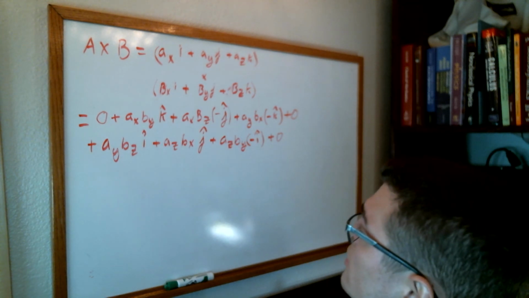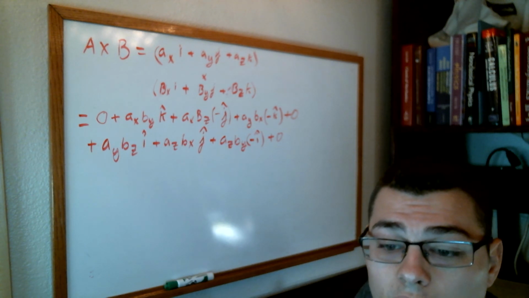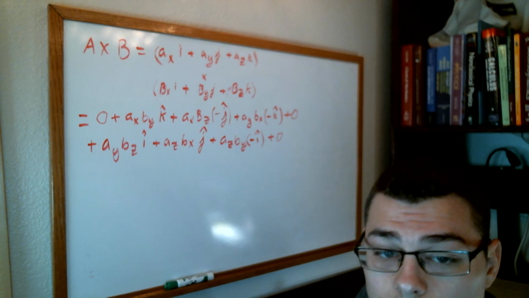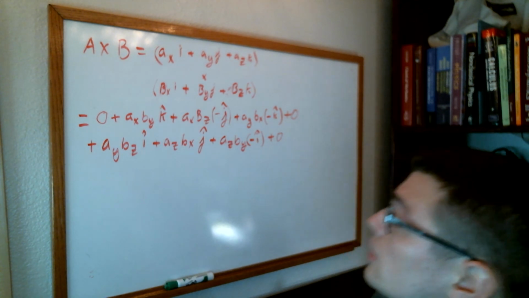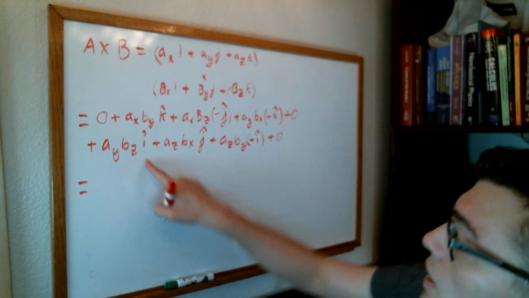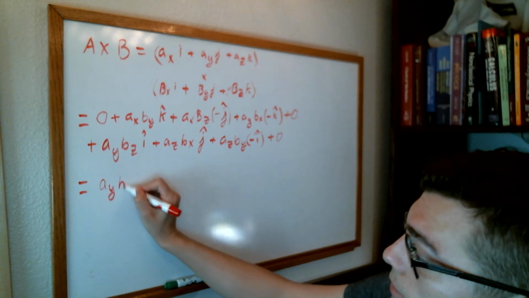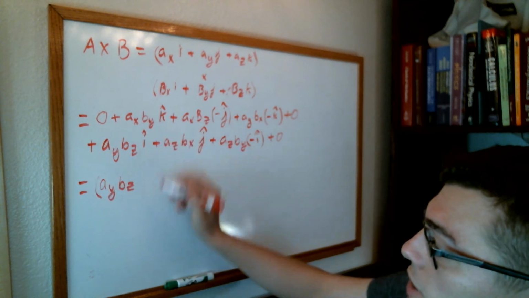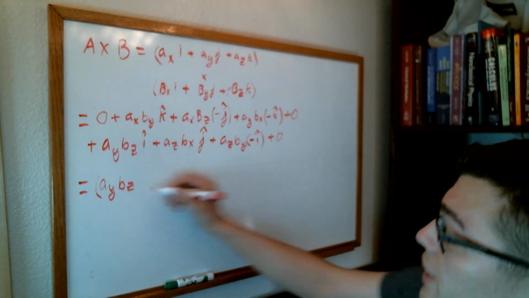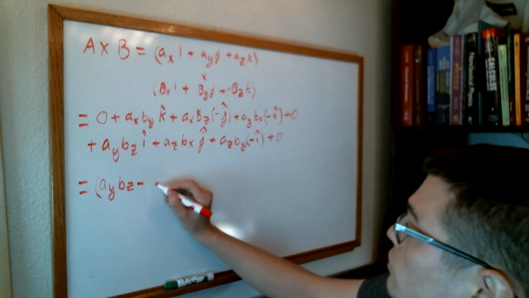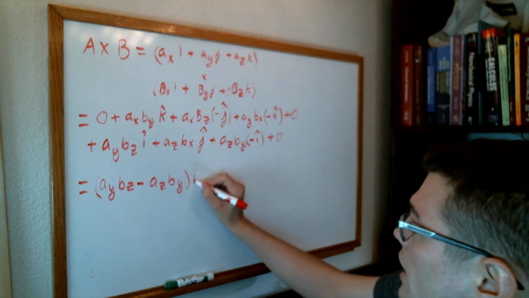Okay, so now what we're going to do is group these terms by their unit vectors. So all the j's are going to go together, all the k's are going to go together, and all the i's are going to go together. First up, our first i hat is right here, and so we'll go AyBz, and we're going to factor out that i. And then our second one is here, and we're going to put it second because it's got a negative in there. And so we're going to have AzBy, i hat.